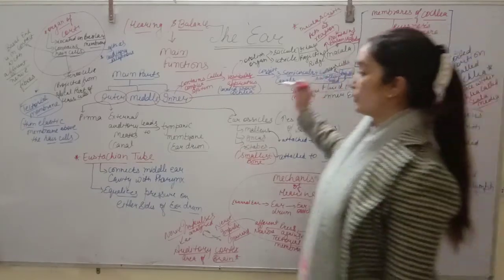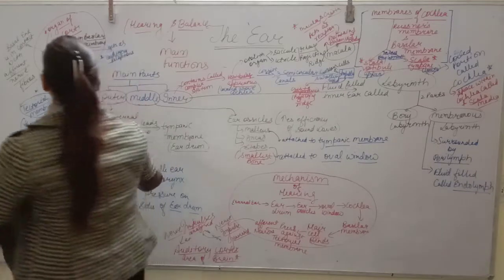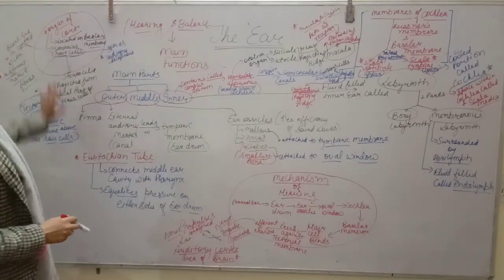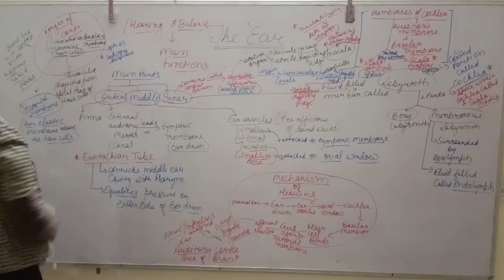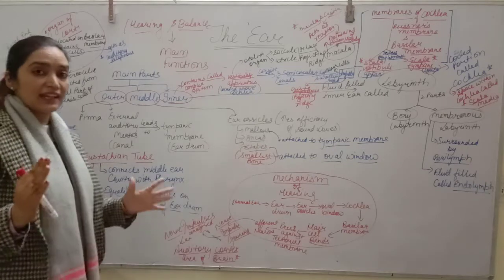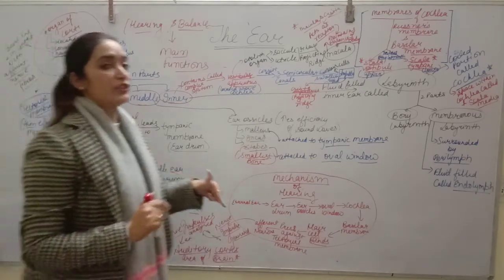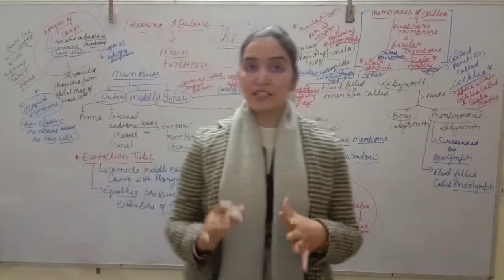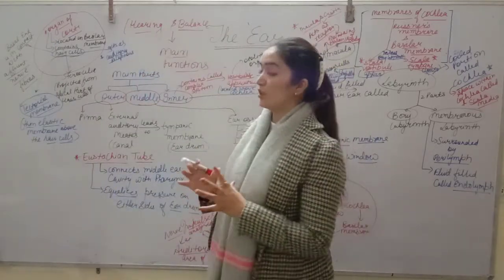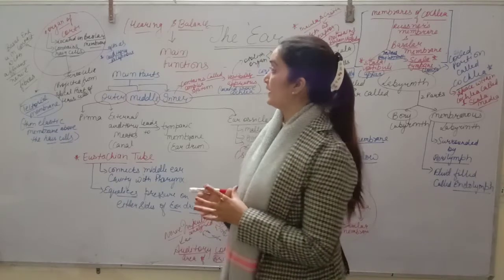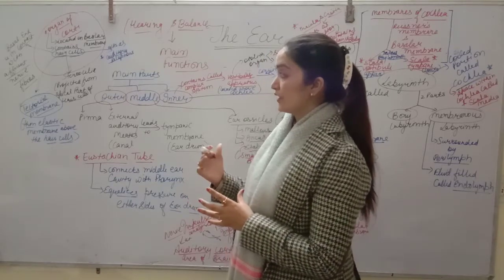Related to this topic, we come to the organ of Corti, very very important. It is located on the basilar membrane and it contains hair cells. These hair cells are present in the basilar membrane, specifically at the place we call the organ of Corti, and they act as auditory receptors.